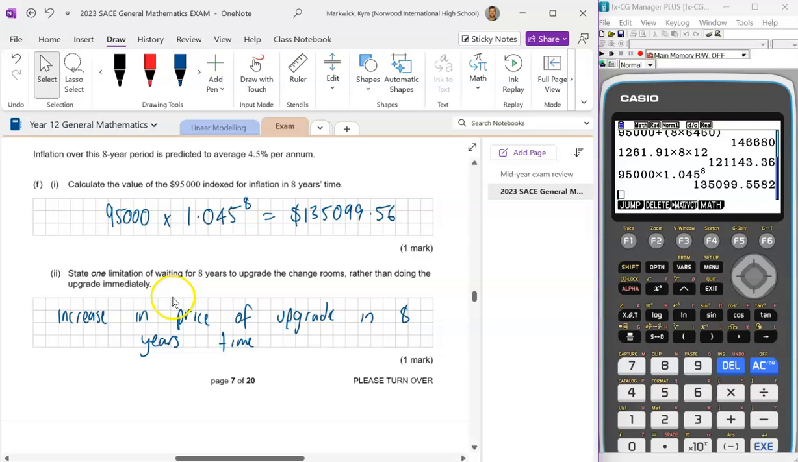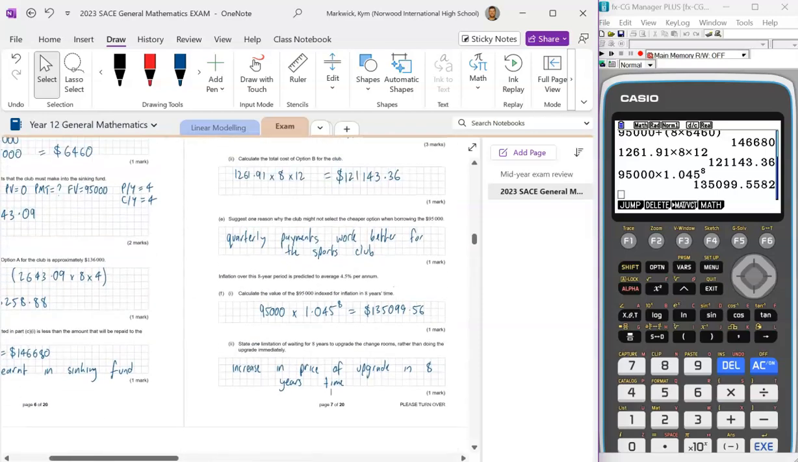One other one that was mentioned by Massa was that potentially, and we don't know, those change rooms or facilities are currently unusable. So it's unreasonable to wait 8 years, or they may be unusable in 8 years' time. So it needs to be addressed sooner rather than later.